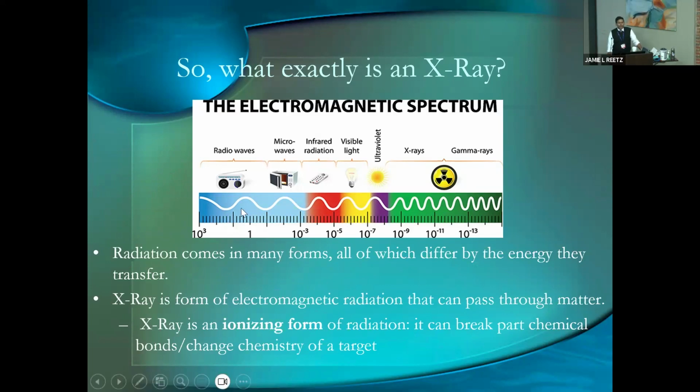You have non-ionizing radiation. That includes cell phones and microwaves. That is radiation that cannot break a chemical bond. If you remember your chemistry class, ionizing is the ability to break a chemical bond or alter the chemistry of your target. Unfortunately, fortunately for us, X-rays are ionizing radiation. An X-ray is a form of electromagnetic radiation that passes through matter. It is ionizing. It can break apart a chemical bond.